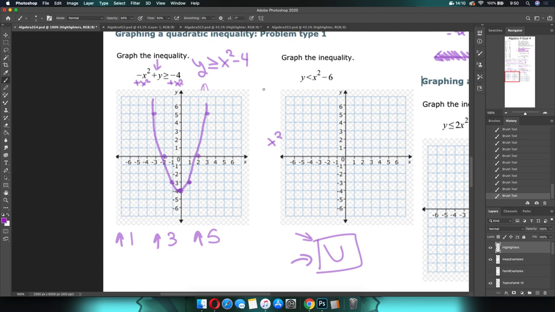Over here, same idea. There's no extra work here because they decided to be nice to you. Our y-intercept is negative 6, so we're going to start down there. Up 1 over 1, up 1 over 1, up 1, 2, 3 over 1, over 1, up 1, 2, 3, 4, 5, over 1, over 1, and then there is your parabola. So that's problem type 1. You can see it up here on the screen.